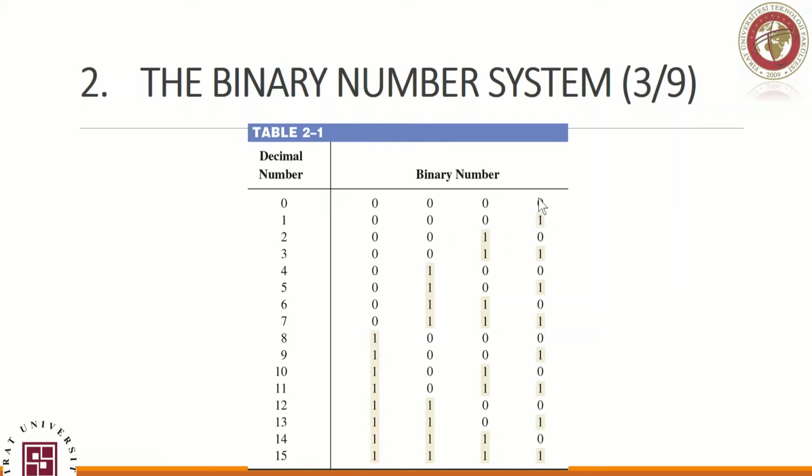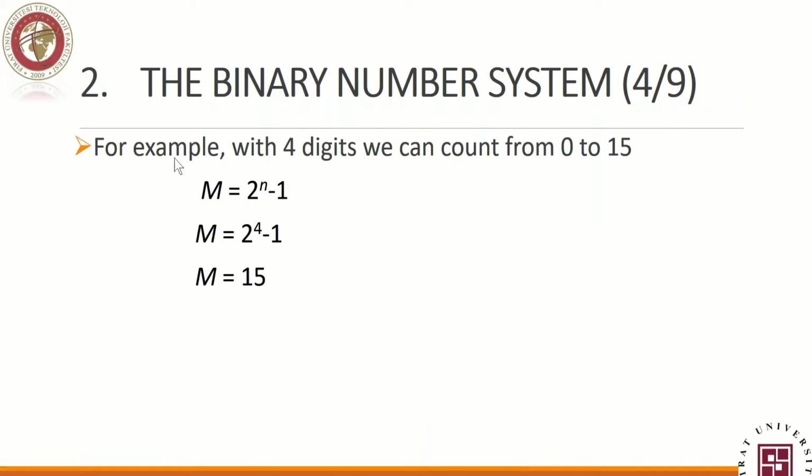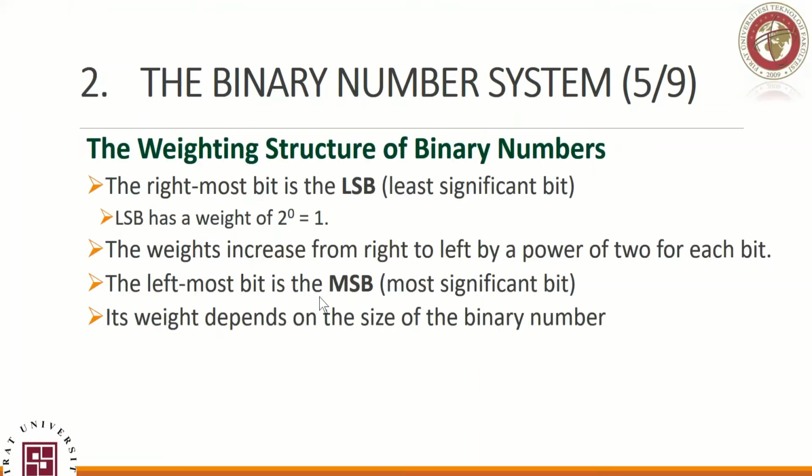Okay? So 0, 1, we run out of digits. We have 1, 0, then 1, 1. We run out of digits. 1, 0, 0, then 1, 0, 1, and so on. This is how it is done. I explain about those. Okay?